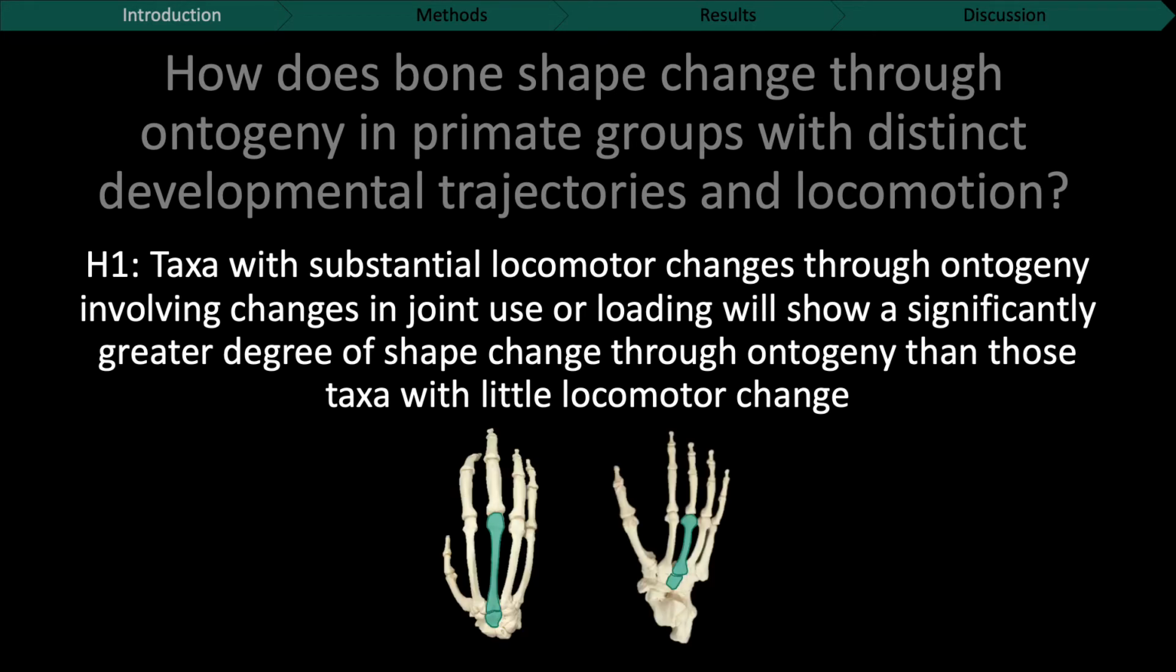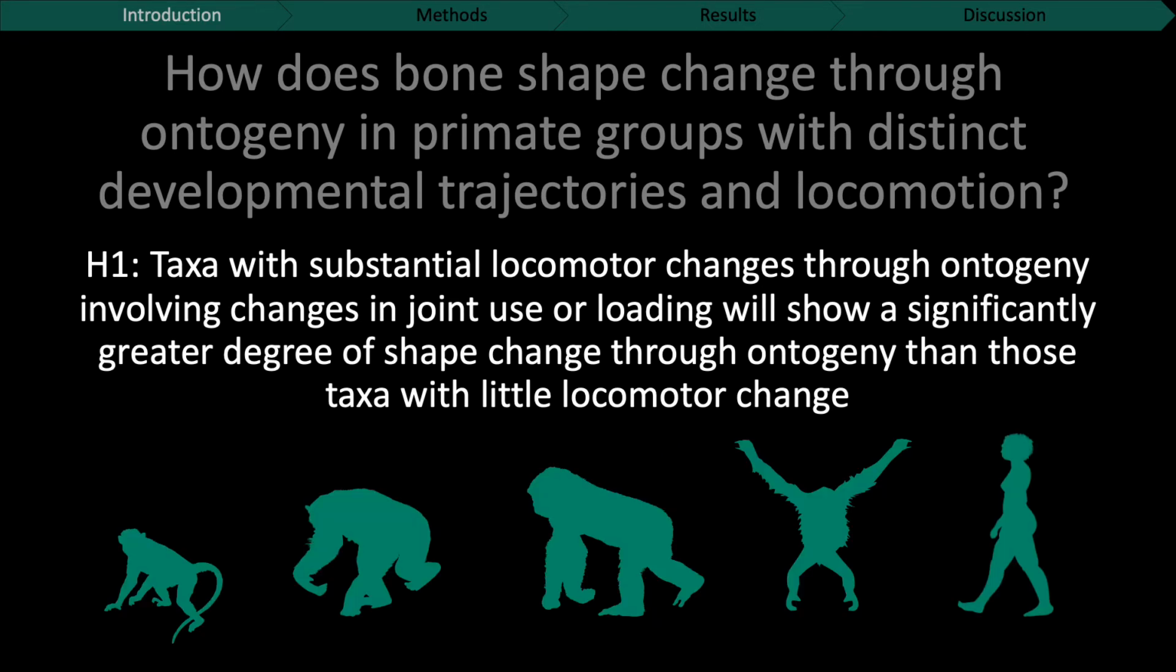I'm testing this hypothesis in homologous elements between the hand and foot, focusing on the center ray. And the taxonomic sample includes Macaca mulatta, Pan troglodytes, Gorilla, Pongo pygmaeus, and Homo sapiens.